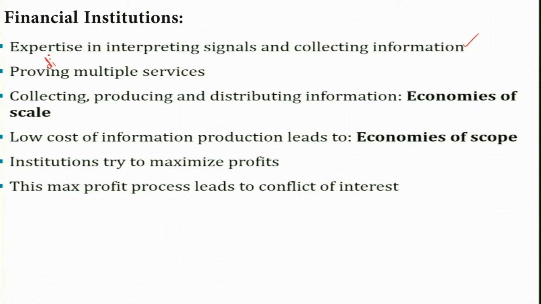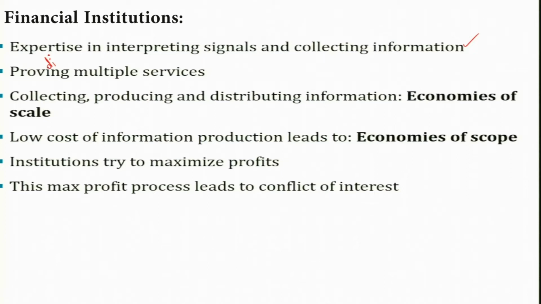This includes collecting, producing and distributing information. Look, for example, at banks. You know that banks collect information and produce this information, and some of this information they distribute as well. Similarly, rating agencies also collect lots of information about the financial market, different firms and different stakeholders, and then they distribute this information.